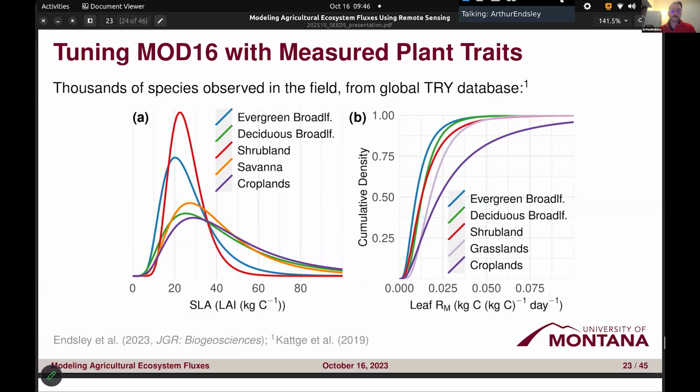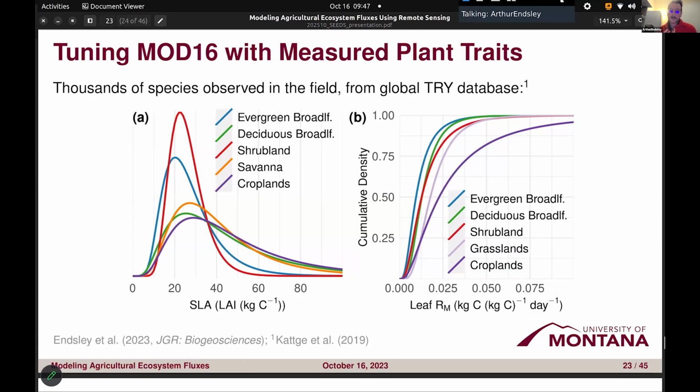So these are examples of a probability density function for specific leaf area. And you can see, as we'd expect, savanna plant species and cropland plant species have higher specific leaf area. And the distribution of those plant traits is reflected in that. Leaf maintenance respiration is going to be higher in acquisitive species that are associated with croplands and herbaceous species that are associated with grasslands. And so we see that in the cumulative density for leaf maintenance respiration.